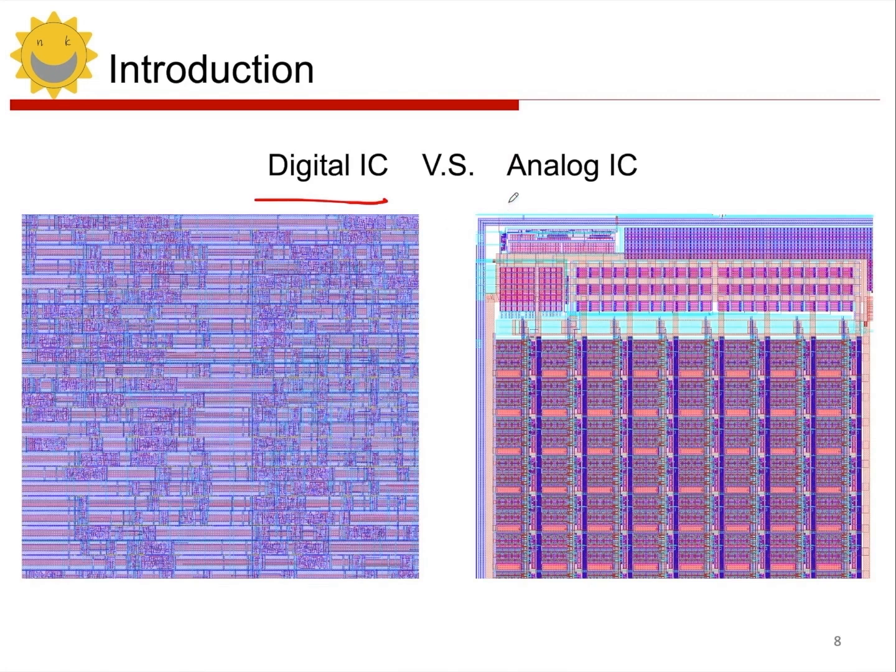Now let's visually compare analog integrated circuits with digital integrated circuits. On the left, we have a digital IC, and on the right, we have an analog IC.